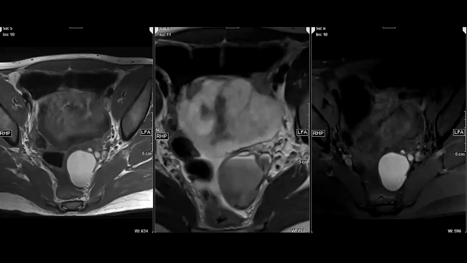So what would be your differential for this? You can chat in your answers and we'll see if anyone is getting it. Okay, a few people have got it right. I don't know if others are still signing in or if there is some lag. Okay, so everybody has got the right answer.